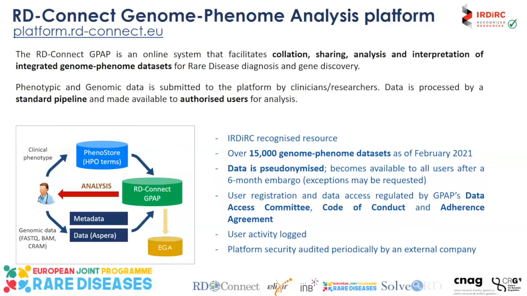And recently we have reached the milestone of over 15,000 genome-phenome data sets in the system. This is not only patients, because there are also relatives included in these data sets. The data is pseudonymized, which means that we don't know who the patients are, and the users don't know who the patients are, except for the person that has submitted the data. And this is the person that can go back to the patient and provide any feedback to them if something relevant is identified in the system.